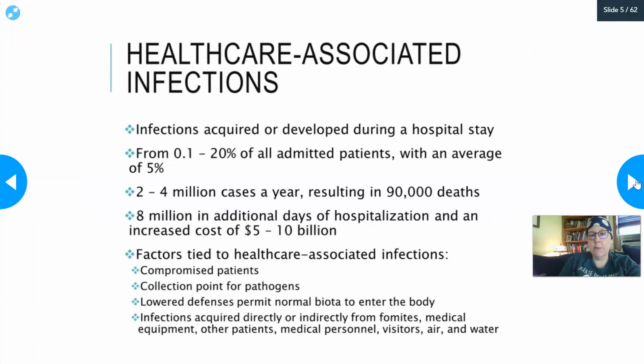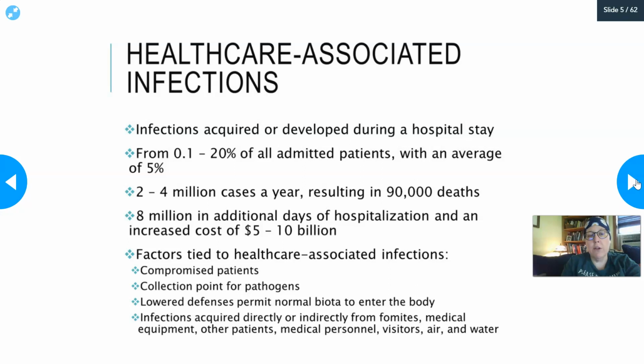All right, let's talk a little bit about healthcare associated infections. So in our case, our patient was a nursing home patient. Therefore, this infection that he got because he lives in a nursing home could be considered a healthcare associated infection. So even though generally they are considered infections that are acquired or developed during the hospital stay, if they're acquired or developed during a nursing home stay, that can also qualify as healthcare associated infections.